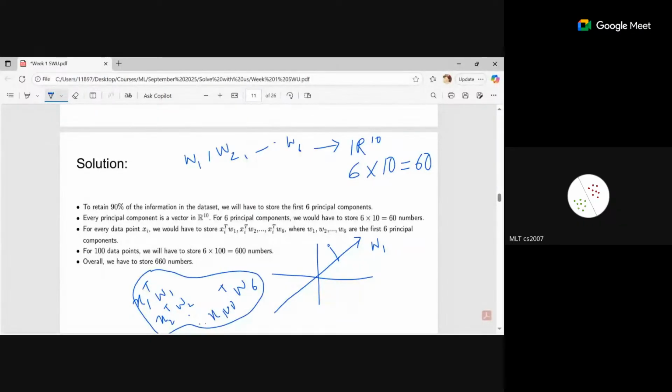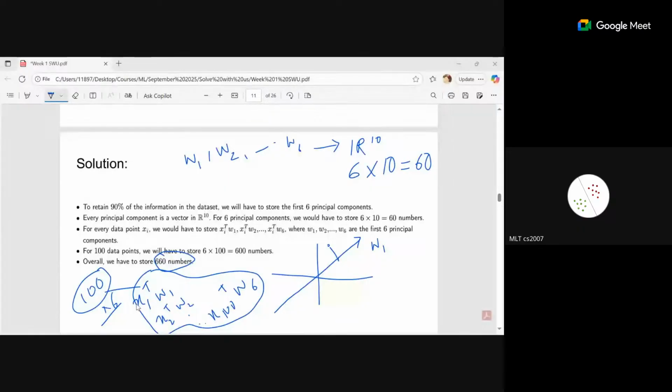So how many are these? These are 100, and there are a total of 6 principal components, right? So 100 into 6. So we'll do 100 into 6, 600 from here and 60 coming from the principal components. So a total of 660 numbers is what you need to store.